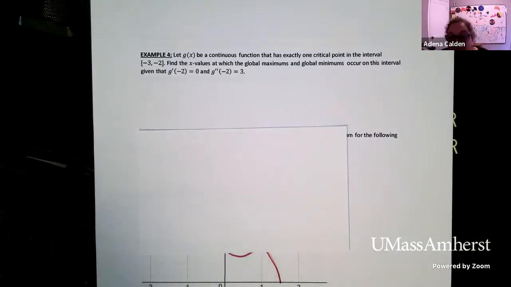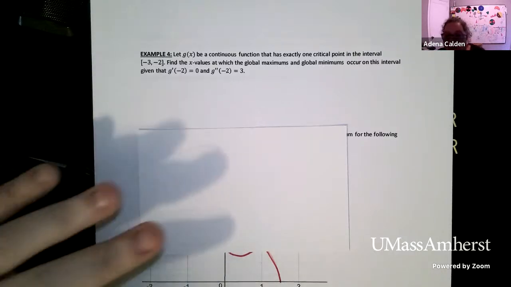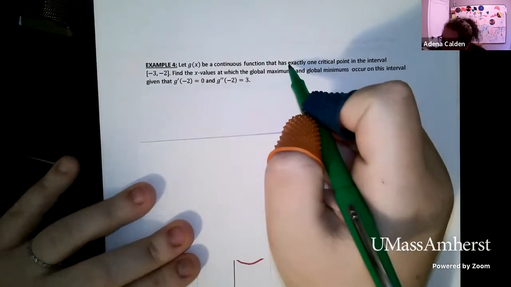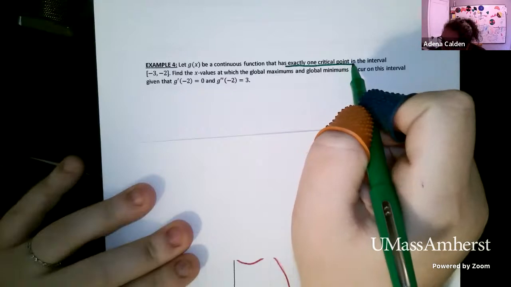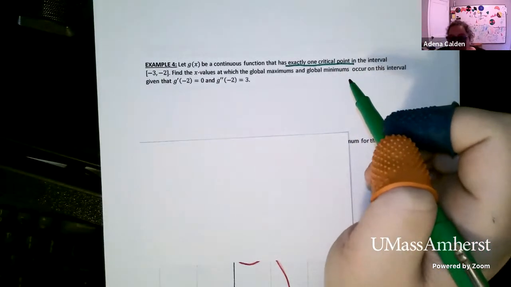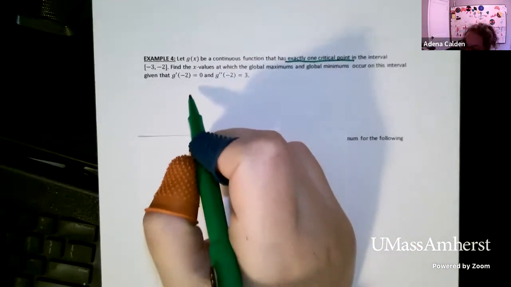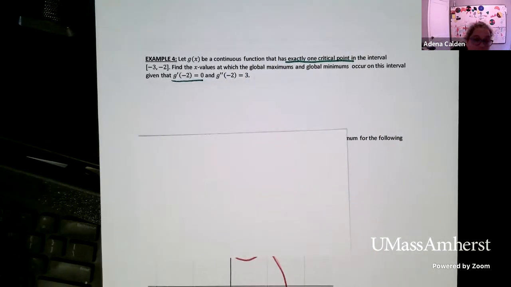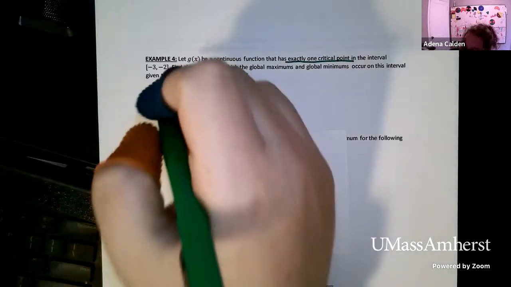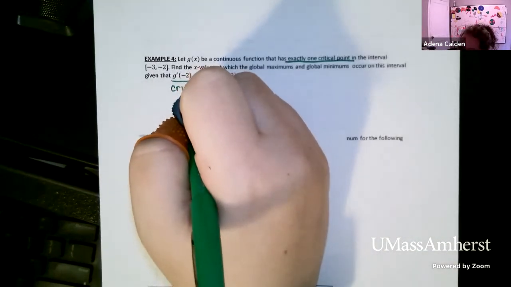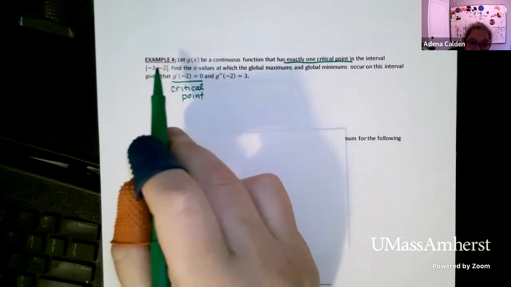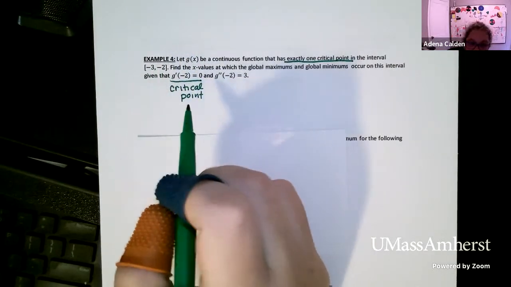All right. So what is the important information here and what does it tell us? Okay, so we have a function that has exactly 1 critical point. So that's going to be helpful to us. We also know that g prime of -2 equals 0. Well, by definition, if the derivative at some value equals 0, that is a critical point. So the exactly 1 critical point happens at -2, right? Because that's on our interval.